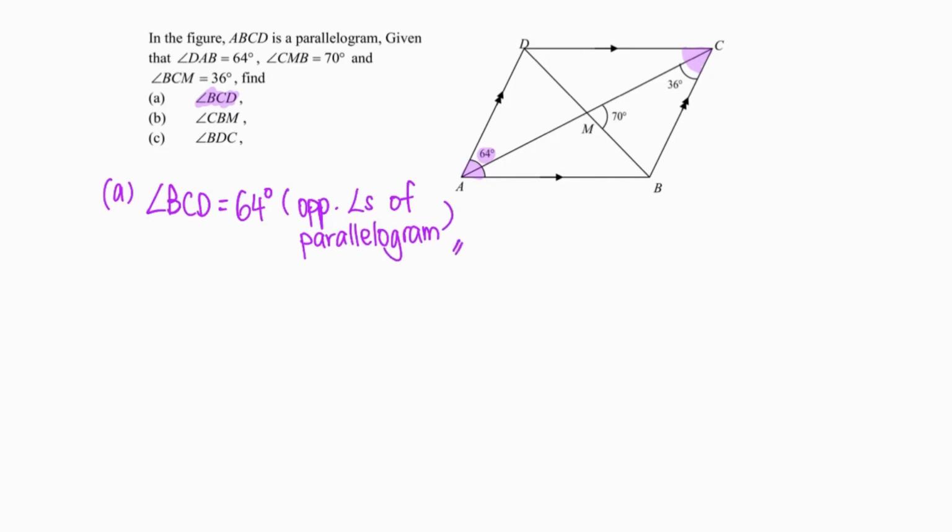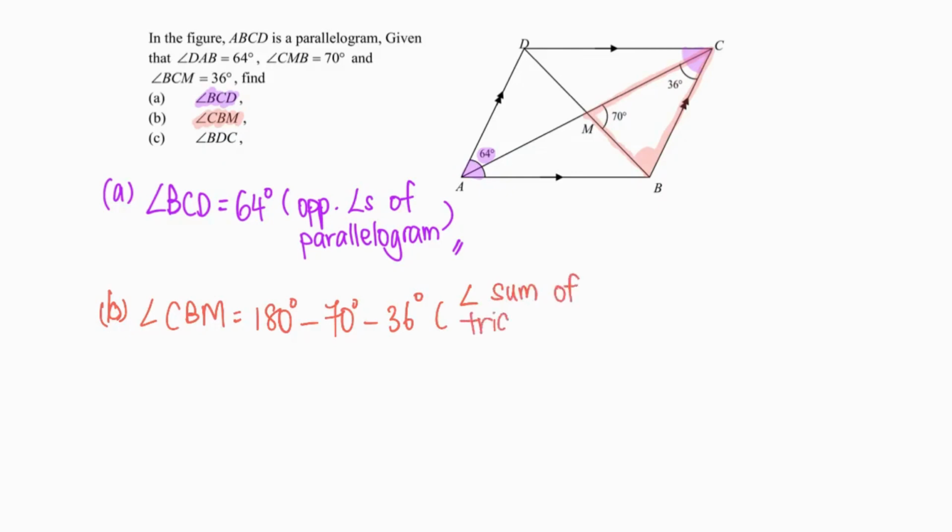Part B, CBM. CBM will be this. And this is quite straightforward. We just need to see this triangle. So my CBM is just 180 minus 70 degrees minus 36 degrees, because this is the angle sum of a triangle, to give me 74 degrees. Done.